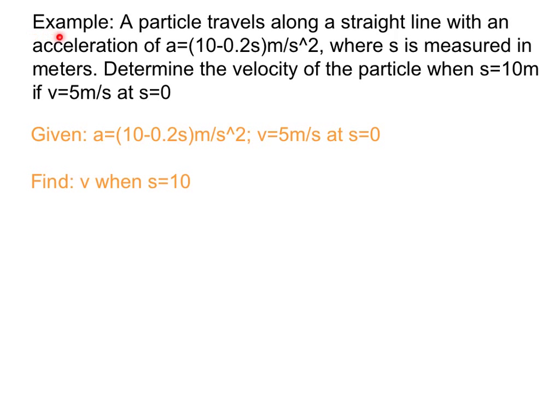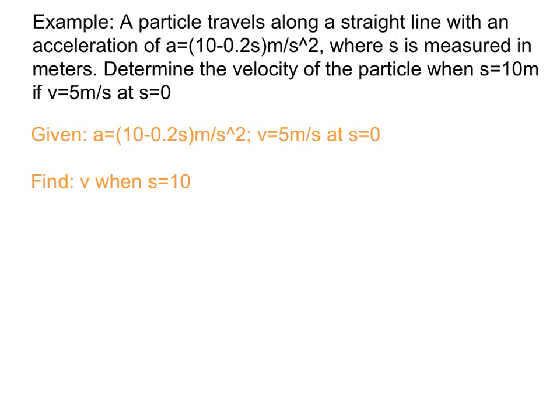Now we're going to do an example. A particle travels along a straight line with an acceleration of 10 minus 0.2s meters per second squared, where s is measured in meters. Determine the velocity of the particle when s equals 10 meters if v equals 5 meters per second at s equals 0. So given we have acceleration as a function of position and velocity at a position, find v when the position equals 10 meters.